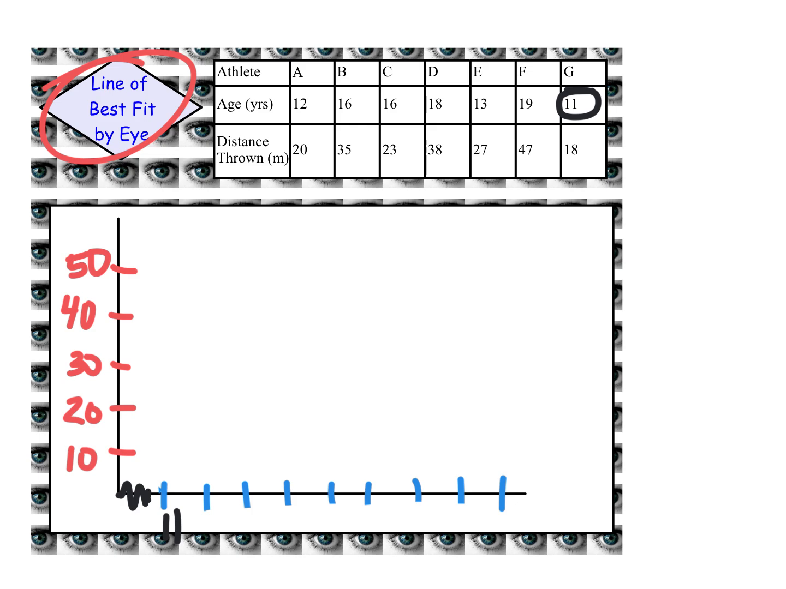Now we'll know that it numbers 11, 12, 13, 14, 15, but don't number them all. It just makes it messy. This will be 12, 13, 14. Maybe you number every third one or something. 15, 16, 17, 18, 19 is our biggest one, so let's stop there. Okay. And then 10, 20, 30, 40, 50 up the y-axis.